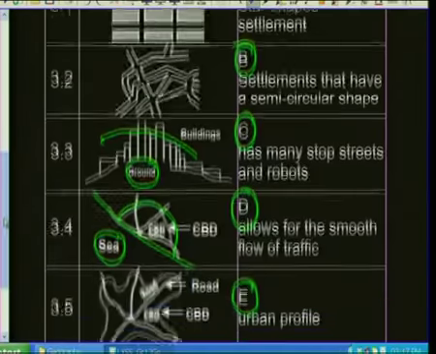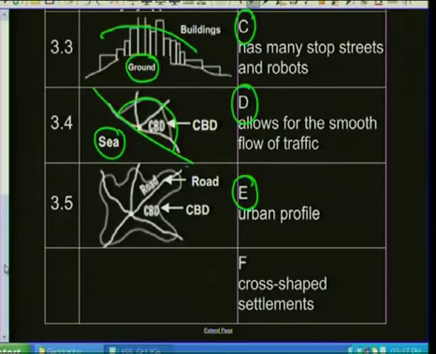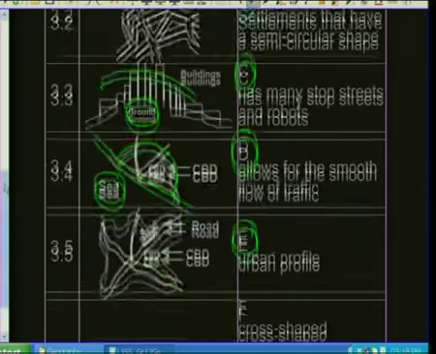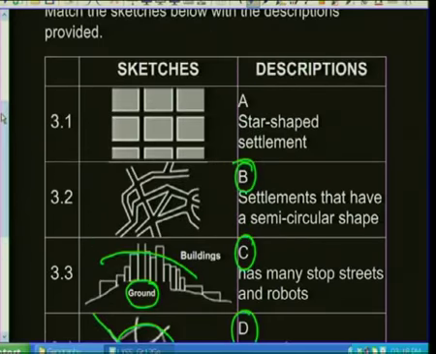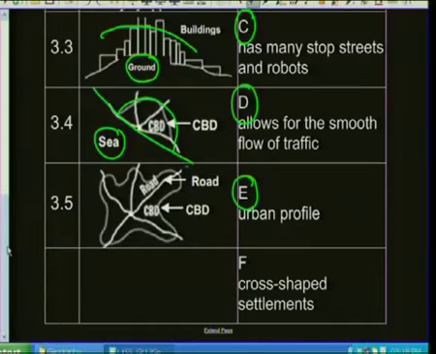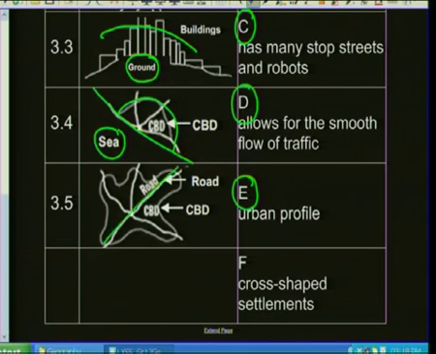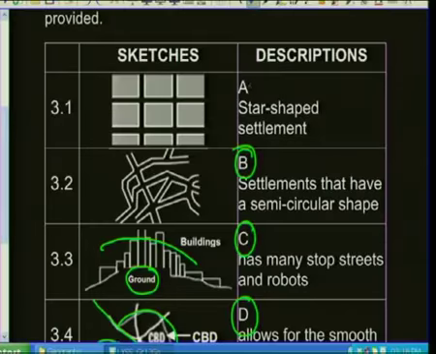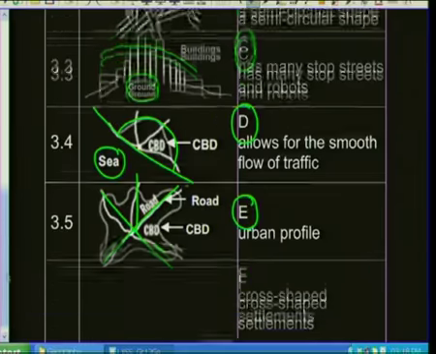That should then leave us with two answers for the last question. 3.5 asks us, is this a cross? Our options in terms of the answer are F, a cross-shaped settlement, or A, a star-shaped settlement. Let's take a look at the roads, because it's the roads that will give the settlement its shape. We can clearly see here it's not a cross shape, it's definitely got a star shape, so that gives us answer A. That brings us to the end of question 3. We're going to take a little break now, and we'll see you afterwards.